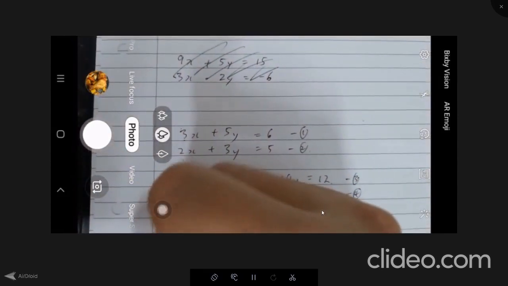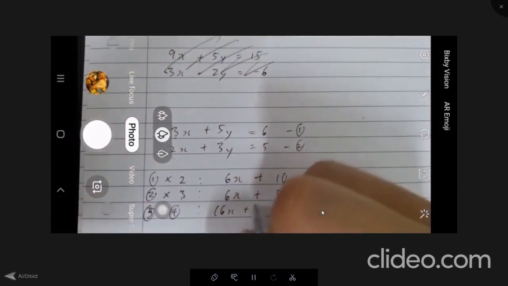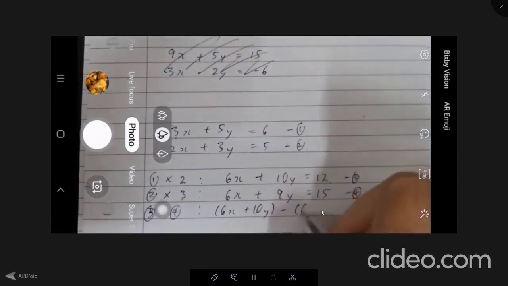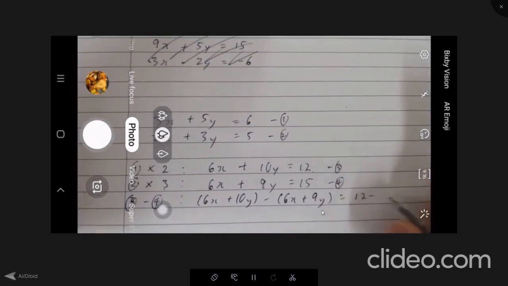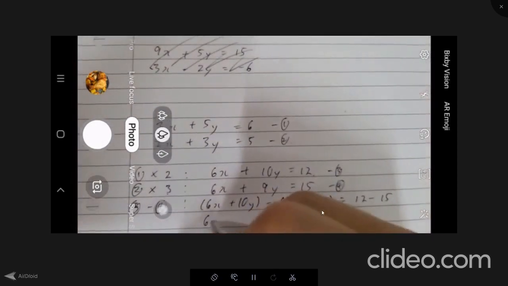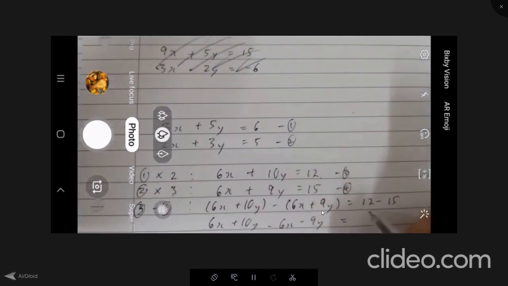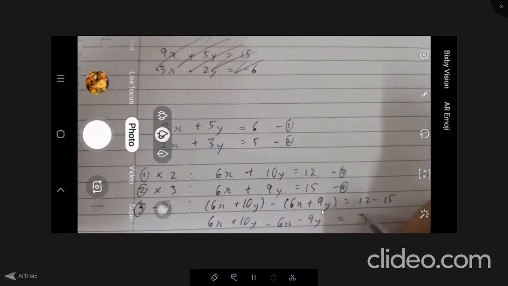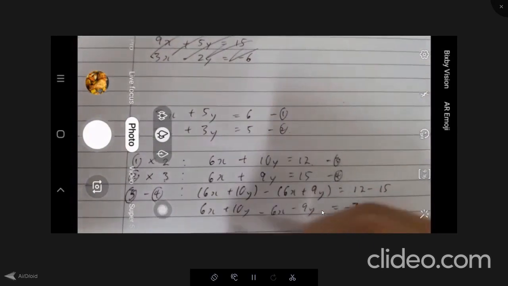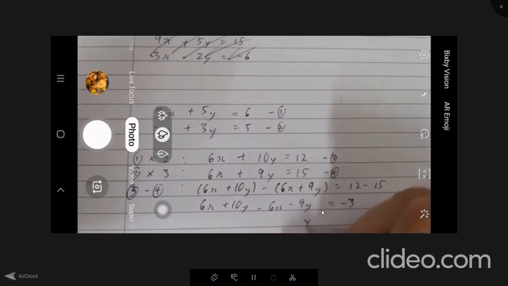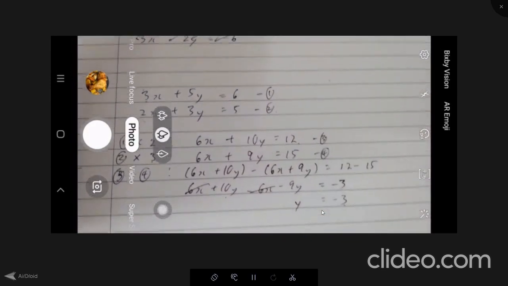So equation 3 minus equation 4. I have 6x plus 10y minus (6x plus 9y) equals 12 minus 15. So 6x plus 10y minus 6x minus 9y equals 12 minus 15 equals negative 3. 6x minus 6x, I get 0. 10y minus 9y, I get y. y equals negative 3. So 6x cancels, 10y minus 9y, I get negative 3.